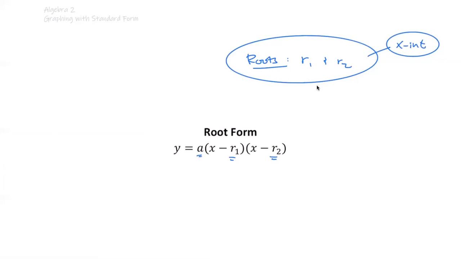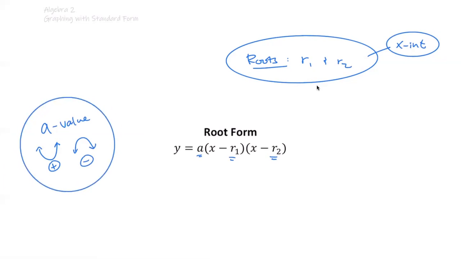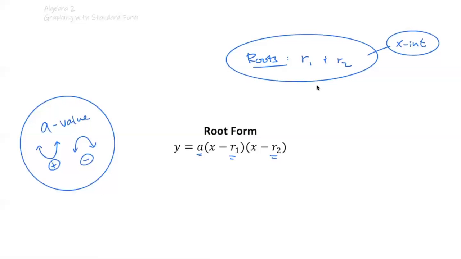Well, we have the a value, right? The a value tells us whether it's opening up or opening down. If it's a positive a, it's opening up. If it's a negative a, it's opening down. And we're going to see this a value repeatedly throughout the quadratic equation unit. I think that's pretty much what we can tell on the surface, but we can tell something more by digging a little bit deeper.